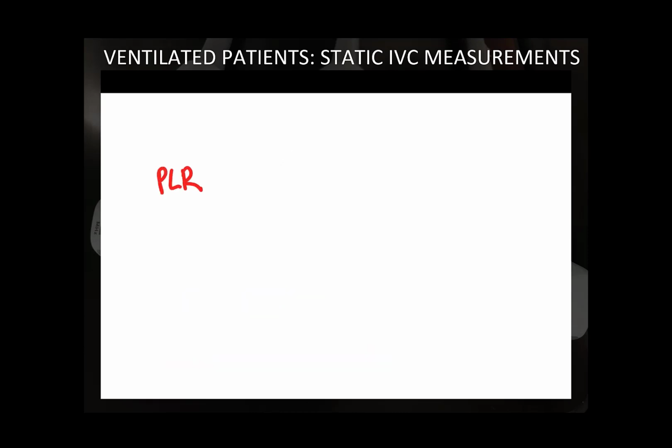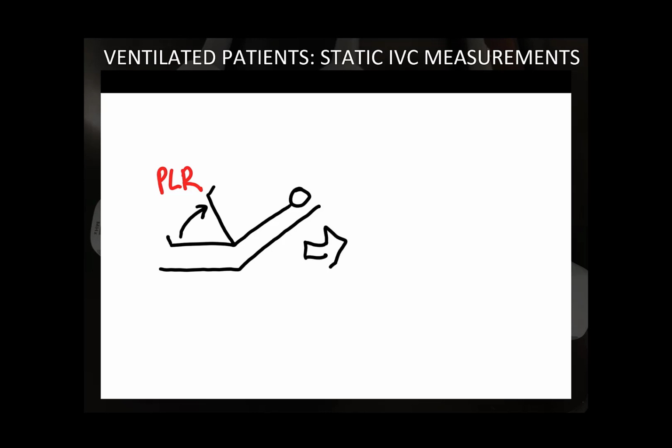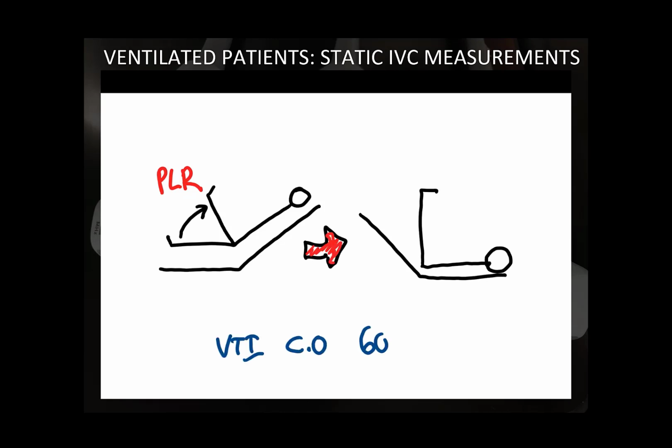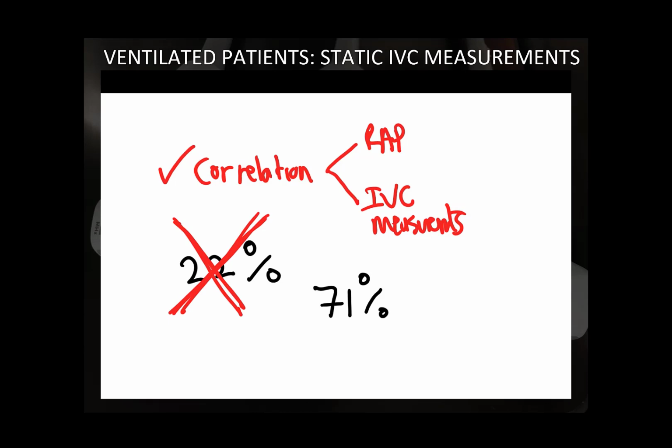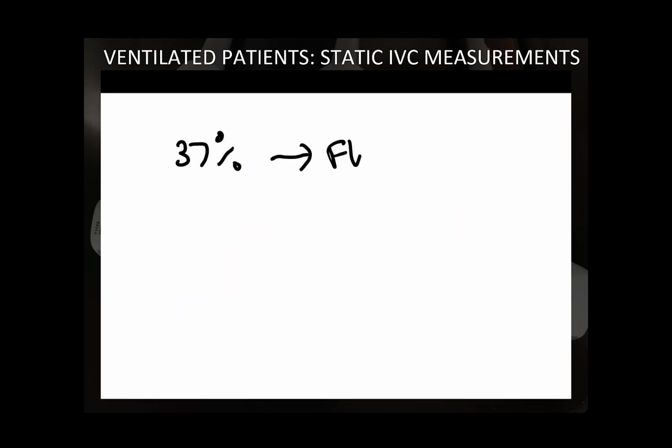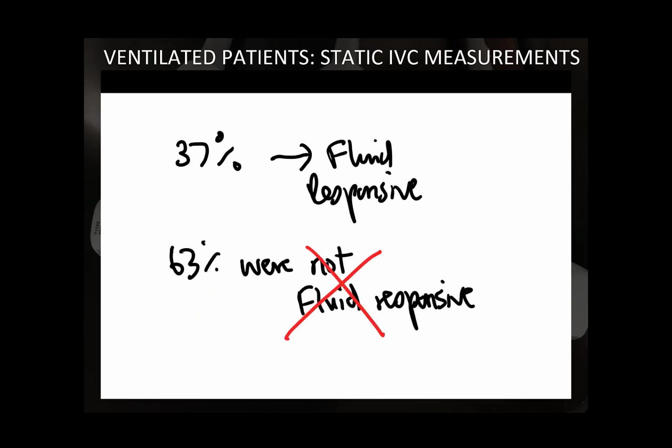Passive leg raise and simultaneous transfer to semi-recumbent positioning was used as a means to increase preload. Measurements were done 1 minute later. Fluid responsiveness was defined as an increase in stroke volume of 10% or more. They found a weak but significant correlation between right atrial pressure and IVC diameter. They were unable to measure the IVC in 22%, with 71% measuring between 13 and 25. 37% were fluid responsive. 63% were not.